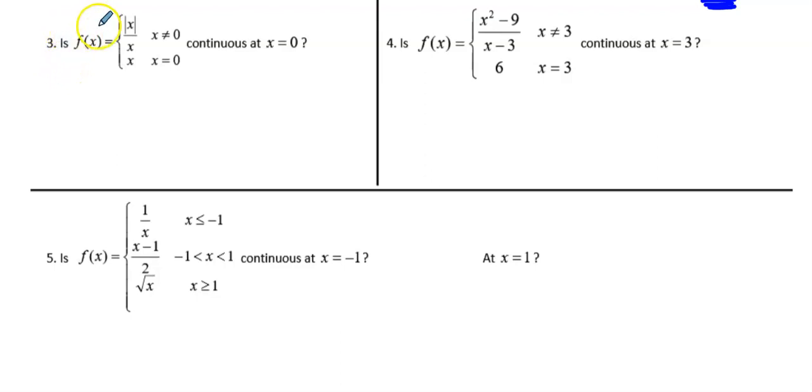So for question number 3, you see that we're given a piecewise function. Really the only difference between what we did before in example number 2 and what we're doing now is that this is supposed to actually be an open circle. Let me go ahead and fix that, just to make it look pretty clear. So open circle, and now this is saying that when x is not equal to 0, then the function looks like this.